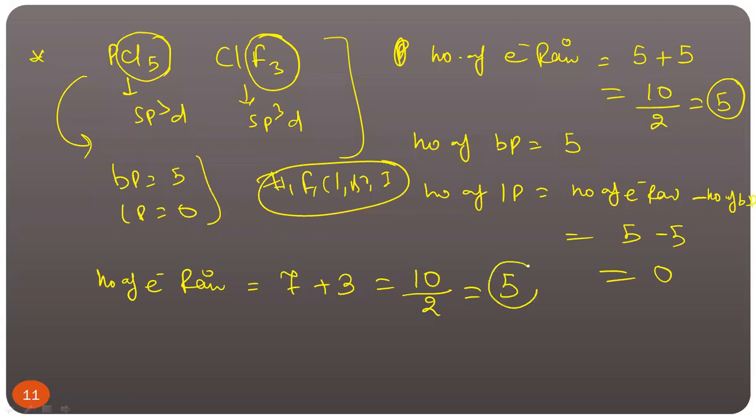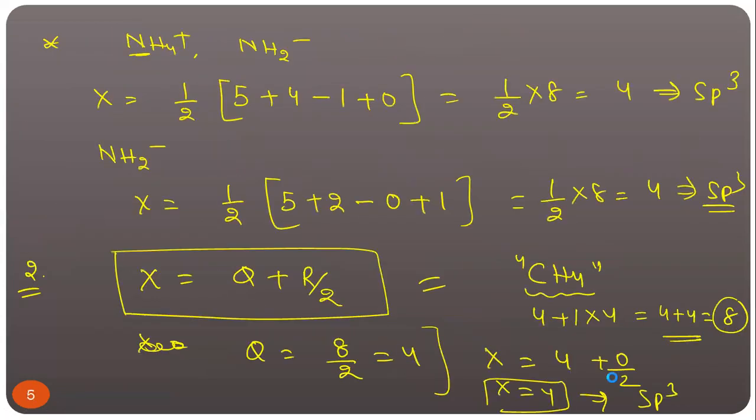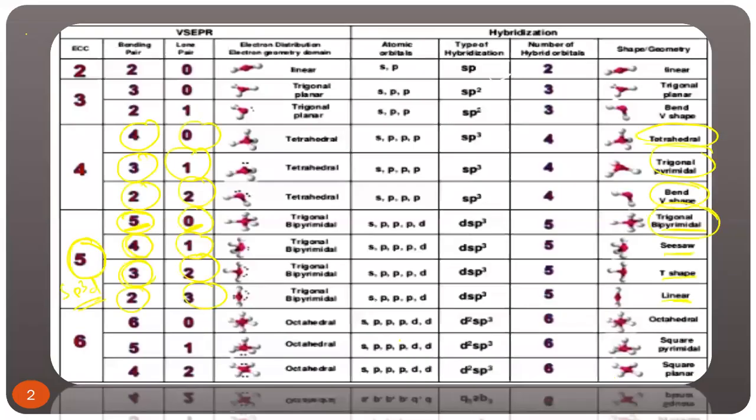So number of electron pair 5. How many monovalent atoms? 3. So number of BP, bond pair, will be equal to 3. Clear? The total number of monovalent atoms attached is equal to number of bond pair. Number of lone pair equal to number of electron pair minus number of bond pair. 5 minus 3, 2. Means number of bond pair is 3, number of lone pair is 2. If the number of bond pair and lone pair is like this, come here, इसको देखो जल्दी से. Yeah, 3 and 2, the shape will be T shape.